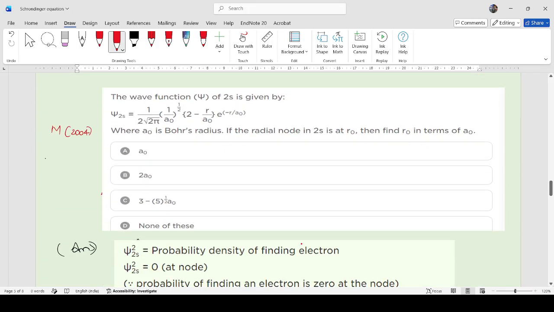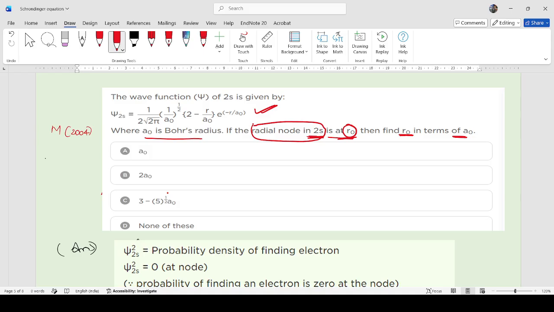Let's go for one of the questions here. You have provided psi 2s is equal to, where a naught is the Bohr's radius. If the radial node of 2s is at r naught, they have provided for 2s, where is the radial node? At certain radius r naught. Find r naught in terms of a naught.